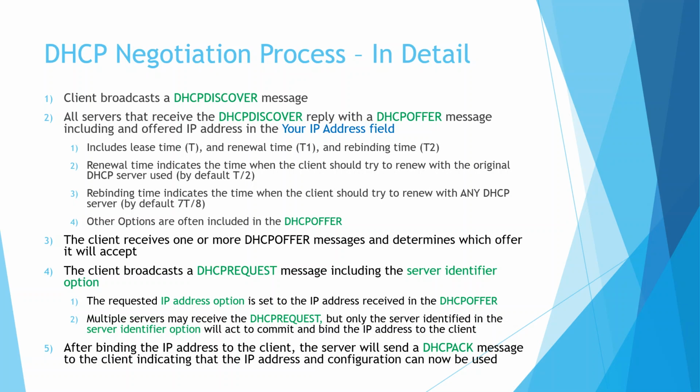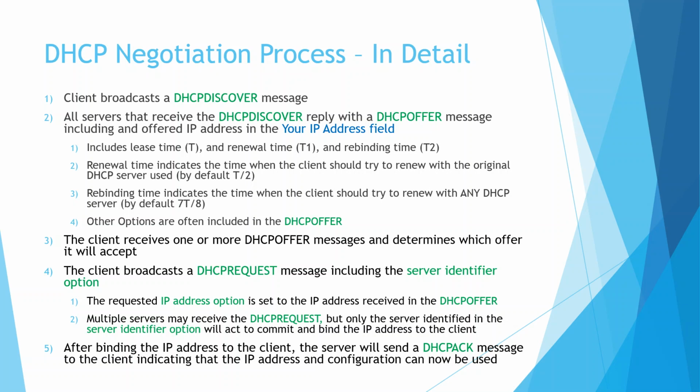So the renewal time is going to indicate the time when the client should try to renew the original IP address that's provided by the DHCP server. And so that's going to be at T divided by 2, or 1/2 T. So, for instance, if your lease time is 8 days, your renewal time is going to be 4 days. So it's going to be half of whatever your lease time is defined as.